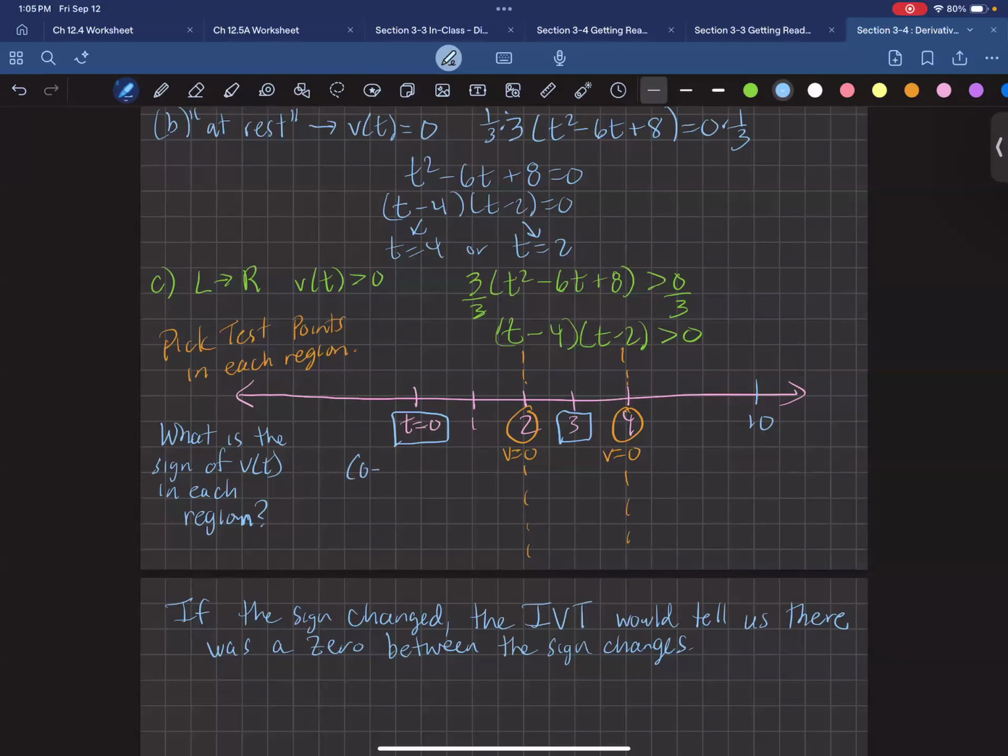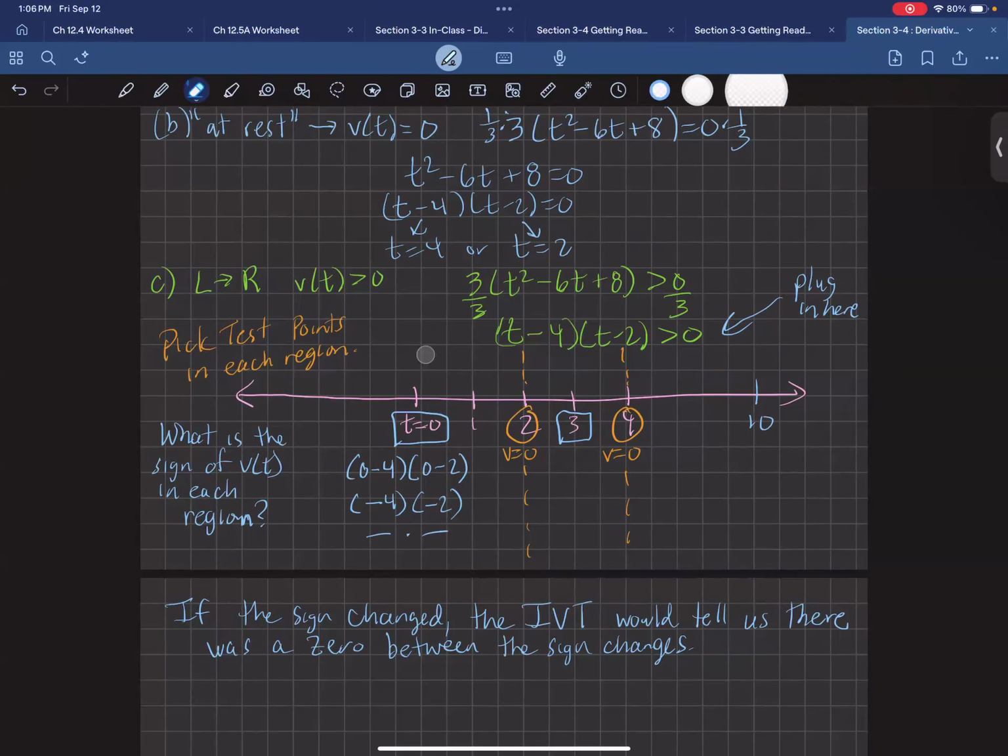And really what I'm doing is I'm not going to calculate the value. I am just going to plug in my t into this equation right here, and I'm just looking for the sign. 0 minus 4 is -4, and I'm just going to record that as a negative. 0 minus 2 is -2, and I'm going to record that as a negative. A negative times a negative makes this a positive region.